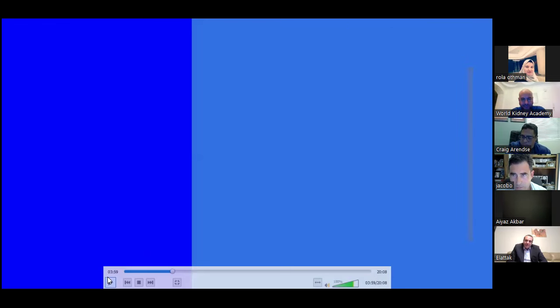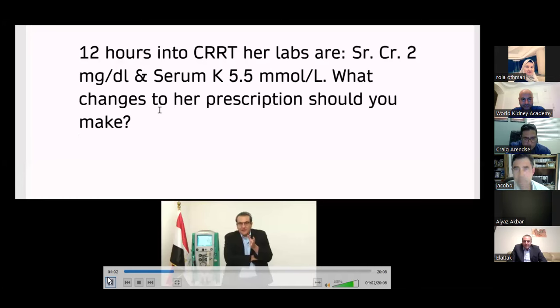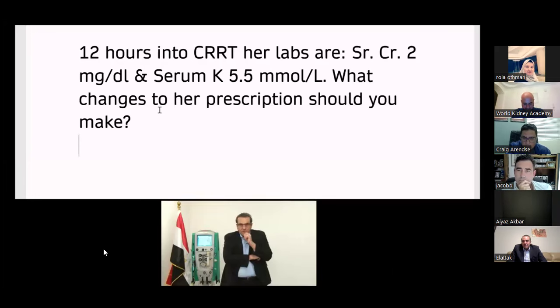12 hours into CRRT, her labs are serum creatinine 2 milligram per deciliter, potassium 5.5. Now, what changes to the CRRT station would you make? Now, remember, creatinine was 2.2. 12 hours into CRRT, it's still 2 milligram per deciliter. Potassium was 5.5. 12 hours into CRRT, it's still 5.5 millimole.